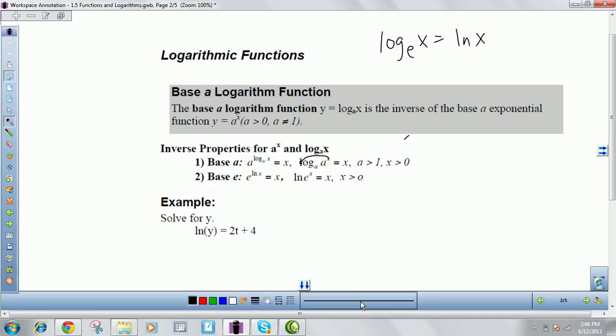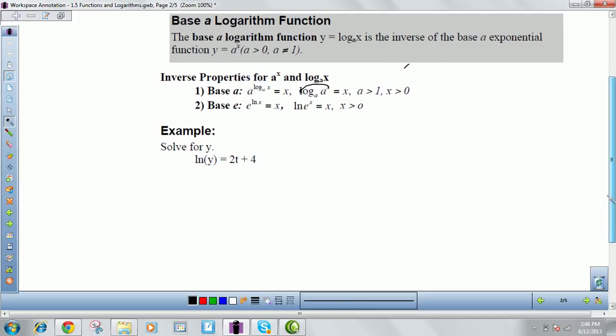First thing we want to do, you can go ahead and try this on your own and then come back to the video for practice, because if there's any time that you want to be wrong and be corrected, it's now. So first thing we want to do is get rid of the natural log. So we're going to take e to each side, and when you take e to the natural log, those cancel. But you would have e to the 2t plus 4. 2t plus 4 is in your exponent.